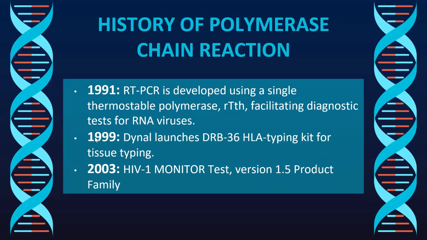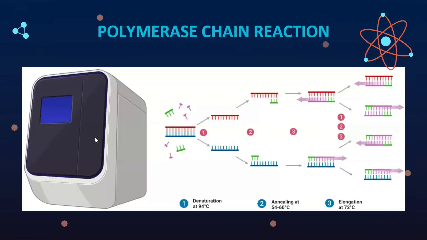Actually, RT-PCR, the term was not only used during the pandemic. There was already RT-PCR during that time. And in 1999, Dynal launched the DRB1 HLA typing kit for tissue typing. And then in 2003, we have the HIV-1 Monitor test version 1.5 product. Okay, so this is the machine that is used for the PCR.